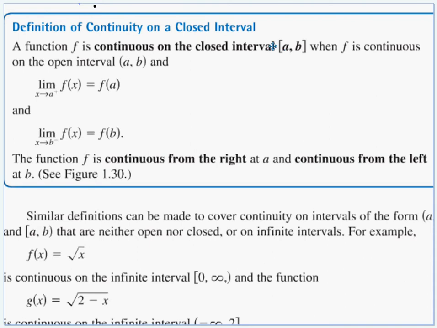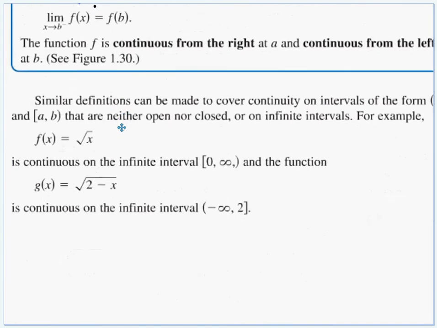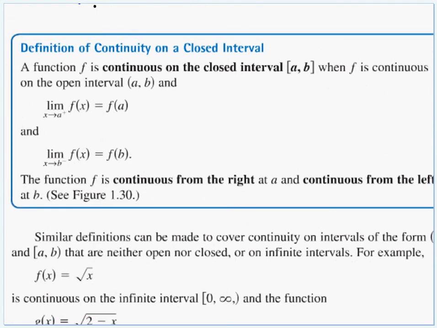When the function f is continuous on the open interval, everything in between the endpoints is continuous, and the limit as we approach a from the right is f of a, and the limit as we approach b from the left is f of b. The function f is continuous from the right at a and continuous from the left at b. See figure 130.